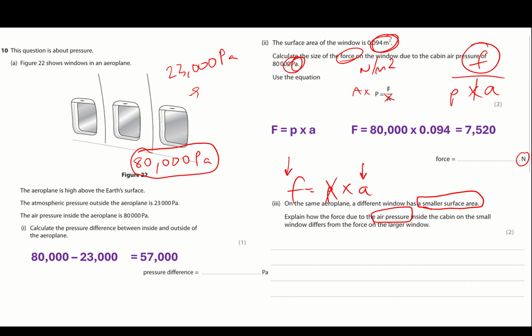So explain how the force due to air pressure. Well, we're going to use the equation F equals P times A. We're going to state the pressure is going to be the same. And therefore, if the area goes down, the force goes down. So the force is less on a small window. The pressure is the same. And F equals P times A.